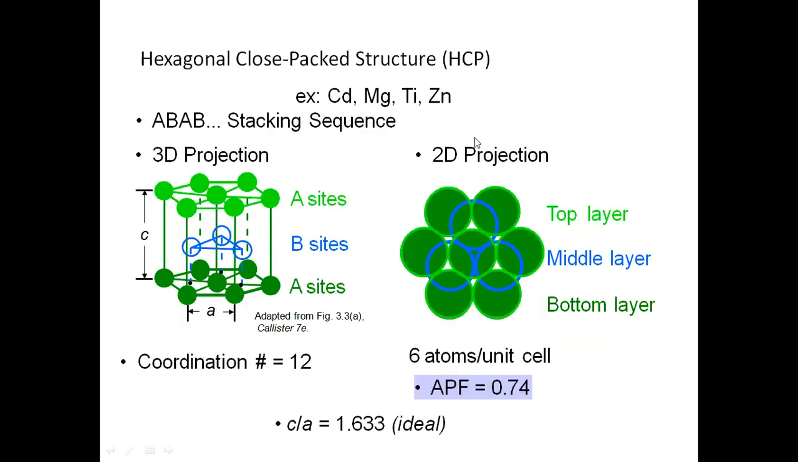Then we come to, this one is really a bit more complicated, but I hope we'll grasp at least just the general overview. So in the hexagonal close packed structure, the HCP, examples of HCP we have manganese, cadmium, titanium, and zinc.